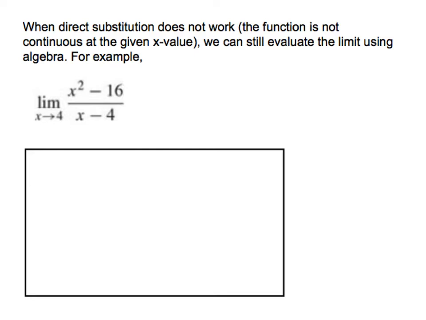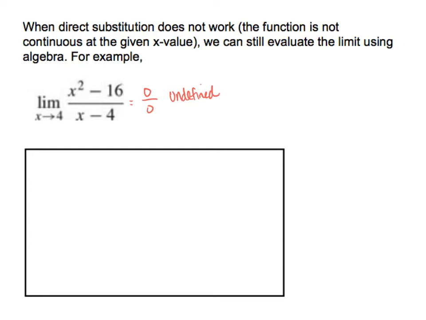Sometimes direct substitution does not work, which implies that the function is not continuous at that given x value. There is some sort of a domain restriction, but sometimes we can manipulate algebraically and still come up with an answer. Okay, still have a numerical result. And this is a scenario like that. So if I were to do direct substitution immediately and put 4 in, I would get 0 in the denominator. Okay. For that matter, I get 0 in the numerator as well.